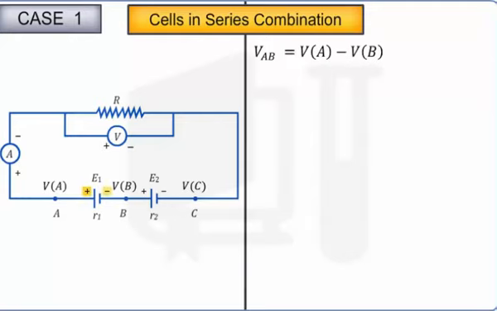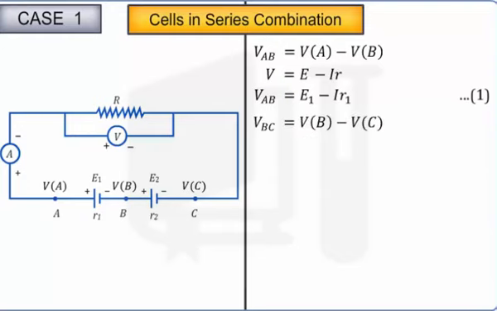We know that terminal voltage V is equal to E minus I into R. Substituting the corresponding expressions of cell 1 in this equation, we can now write VAB is equal to E1 minus I into R1. Let this be equation 1. Similarly, for the second cell, we can write VBC is equal to VB minus VC is equal to E2 minus I into R2. Let this be equation 2.